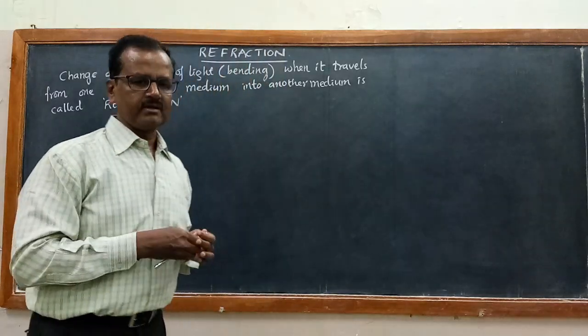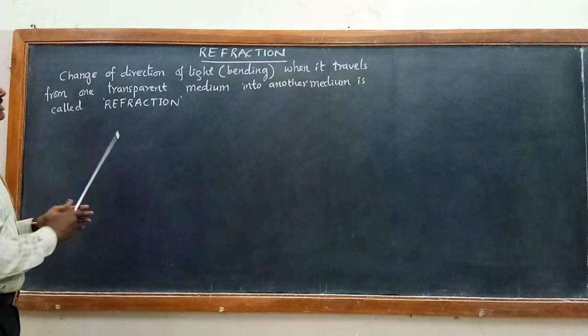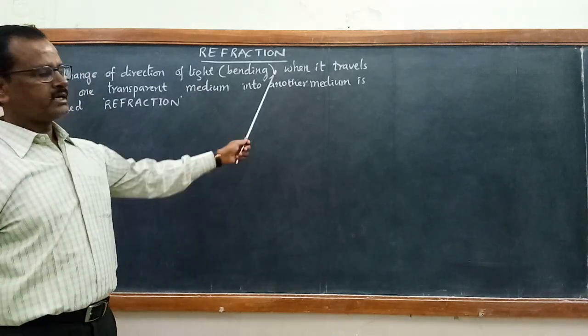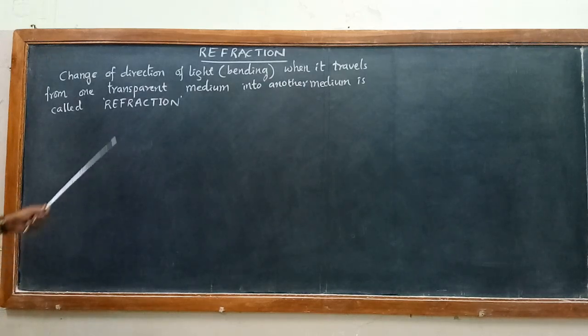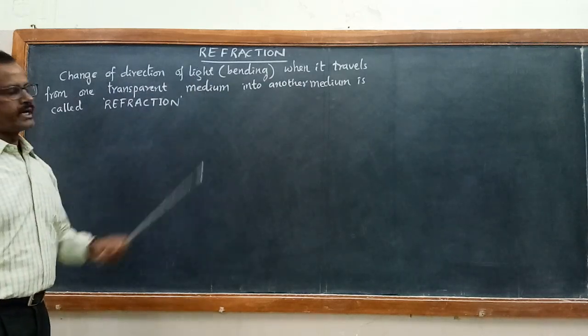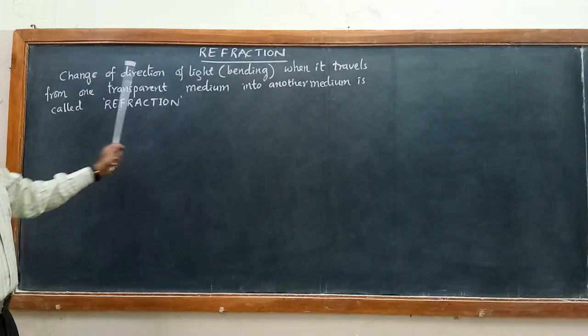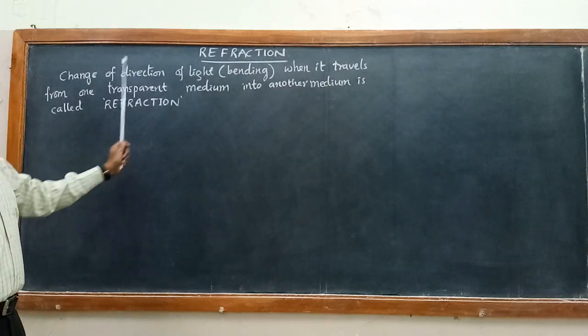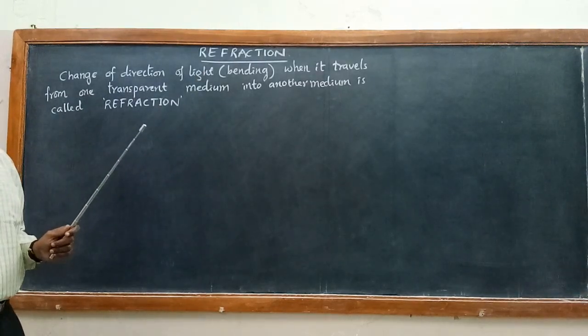So this phenomenon of change of direction of light when it travels from one transparent medium to another transparent medium is called refraction. Look at this. In simple terms, we can call it bending of light. The bending of light when it travels from one transparent medium to another transparent medium is called refraction.